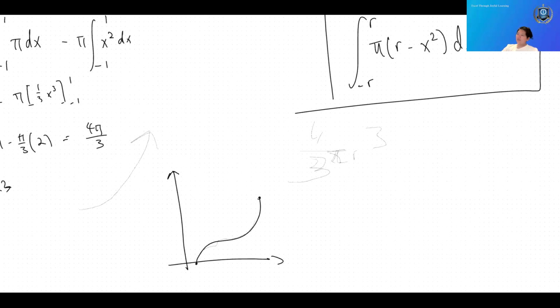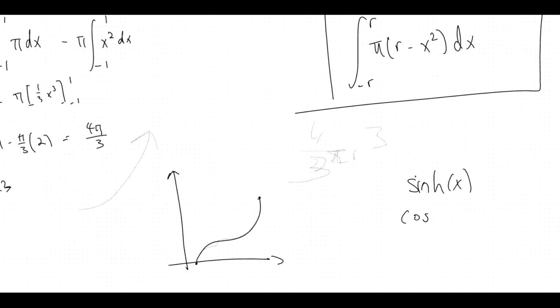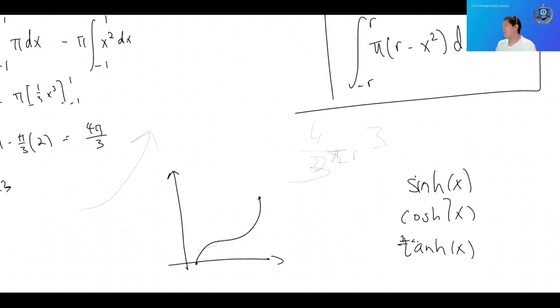I'll tell you what they are. You have your first hyperbolic function, you have sinh, cosh, and tanh. Now, what is sinh? It is e of x plus e of negative x on 2. Actually, this is e of x minus e of negative x on 2. All the other way around.